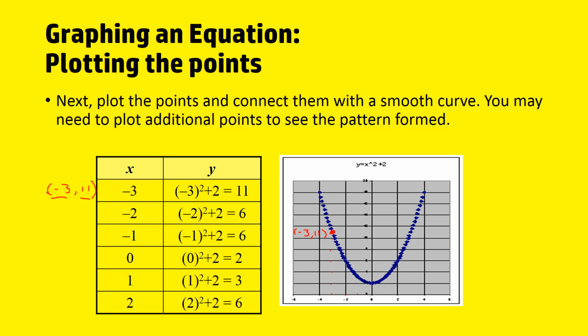Of course, that wasn't right. We have -1, 3 on the graph. -1, 3. And so -1, 3. There it is. Plot all the points, draw the curve.